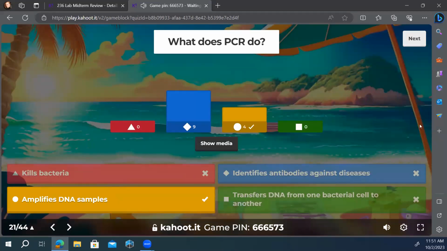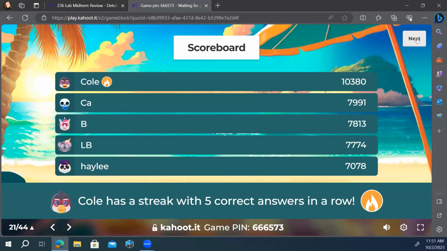Yeah, so what's going to be going on with PCR, we're going to amplify DNA samples. It has nothing to do with antibodies. That's the kind of thing that ELISA is going to deal with. PCR, polymerase chain reaction. What kind of polymerase? DNA polymerase. Okay. All right.